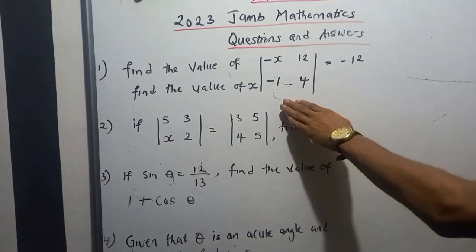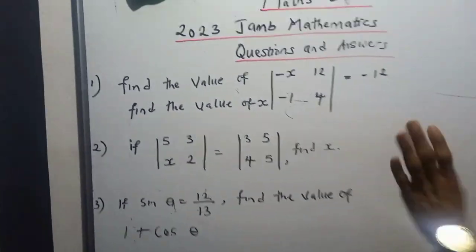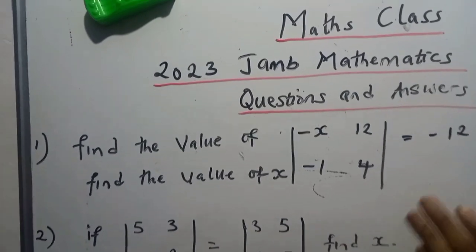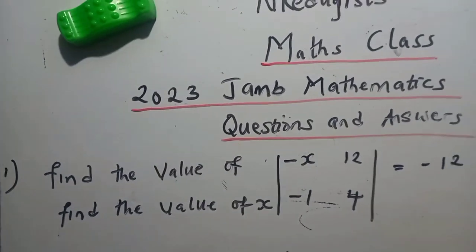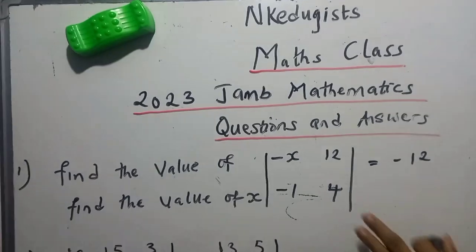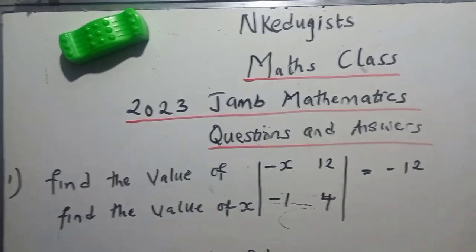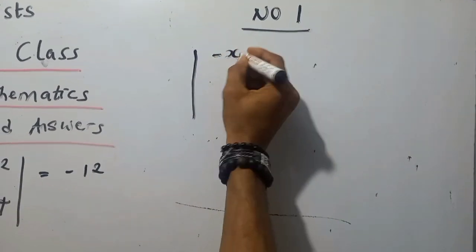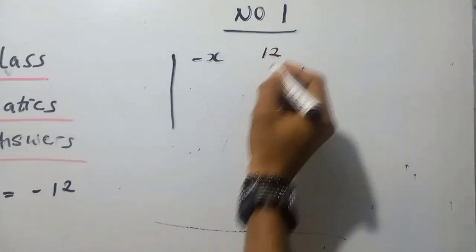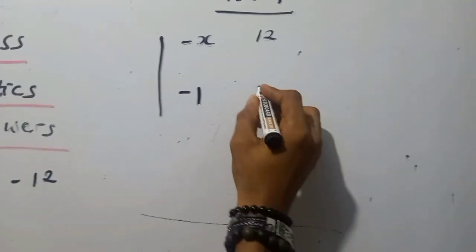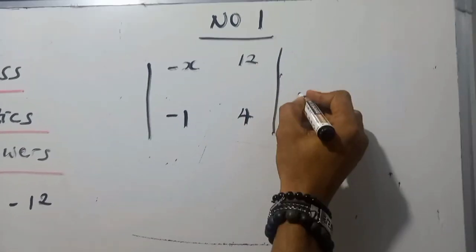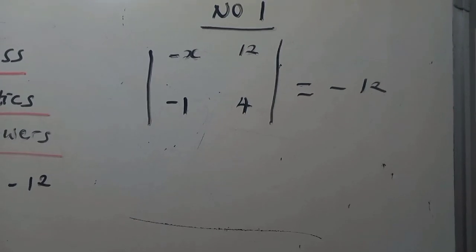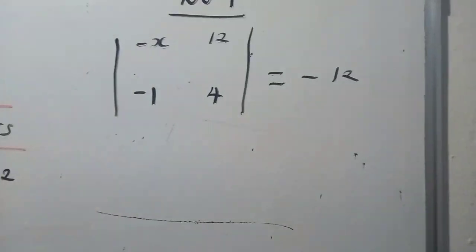Now, this one question is matrix. I will show us how to solve it in a simpler way. Here we have the question: minus x, and this matrix is a 2 by 2 matrix, minus x, 12, minus 1, 4, equals to minus 12. Now, for me to solve this 2 by 2 matrix, what happened?